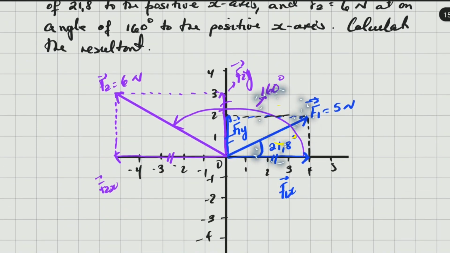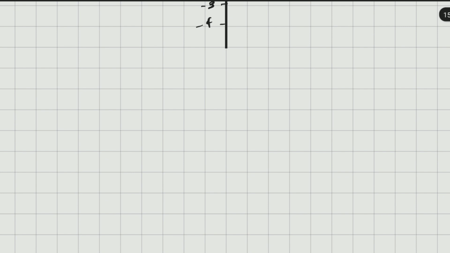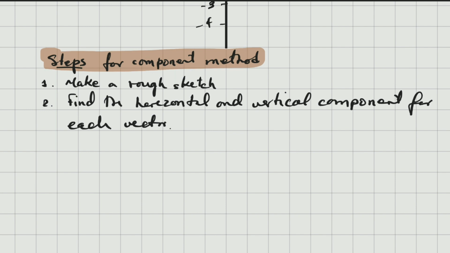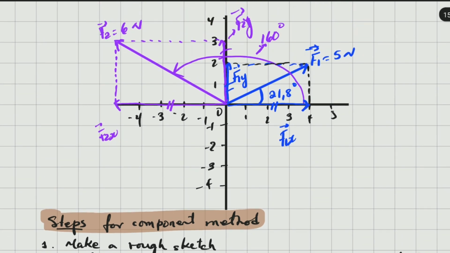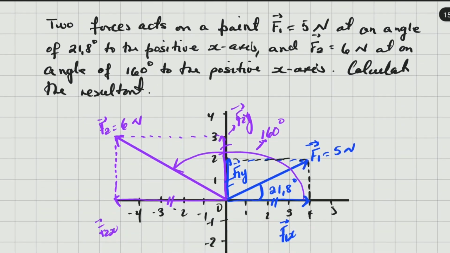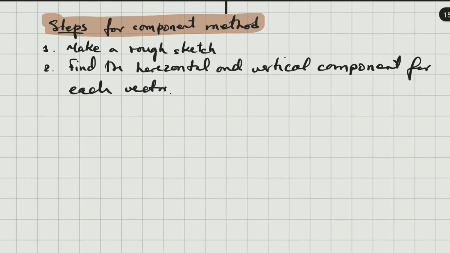Now, how to do it algebraically is a little bit more tricky. Algebraically we have to follow certain steps. Okay, so what are those steps? This is only the first two steps. First, we make a rough sketch. In this case, we already made the sketch, so we are not going to redo it. Just the sketch of the forces, not the components. Remember, we're going to do it algebraically right now. Okay, so second step, find the horizontal and vertical component for each vector.